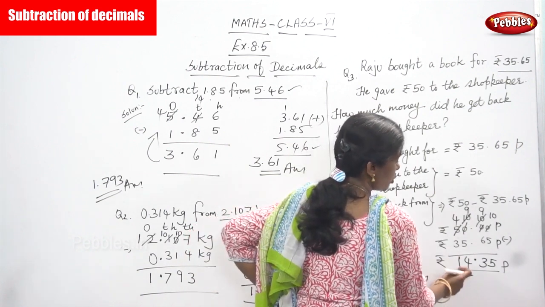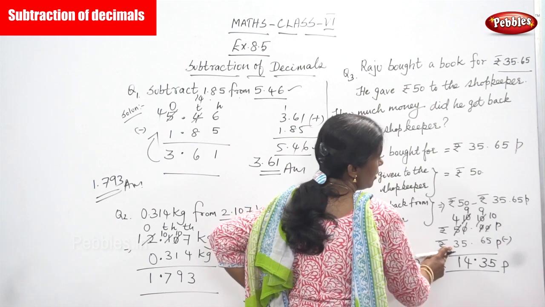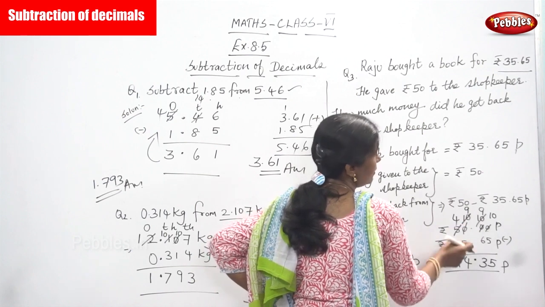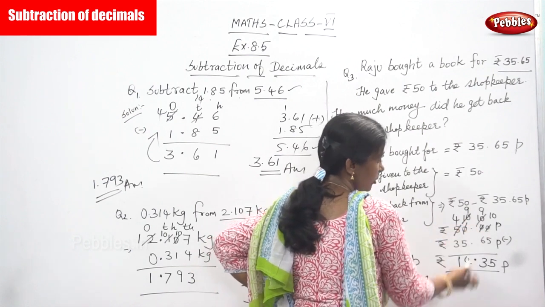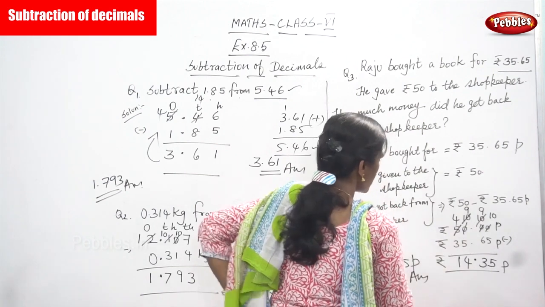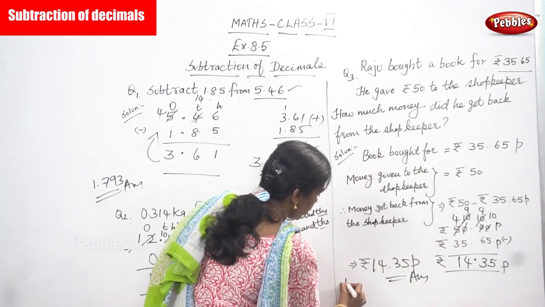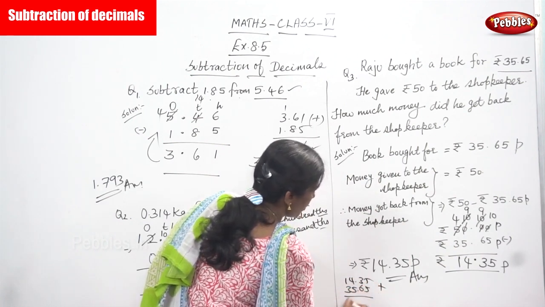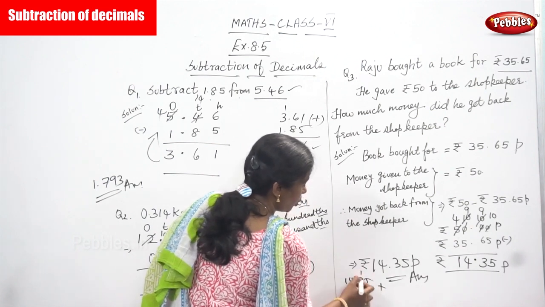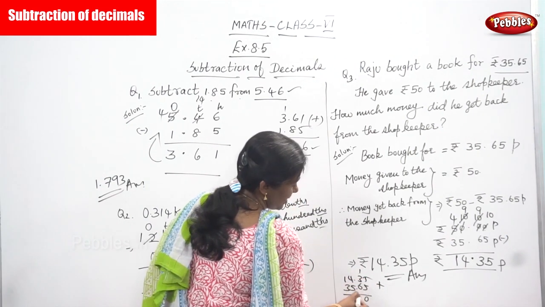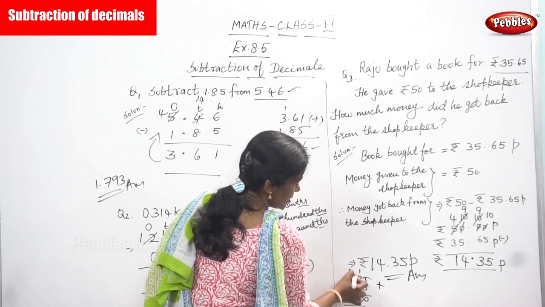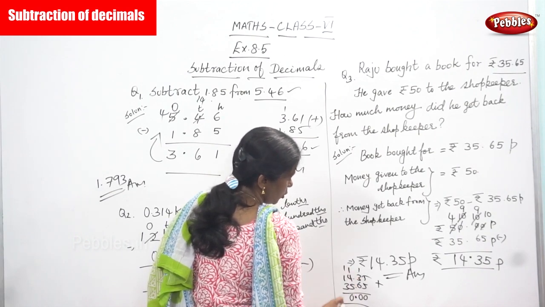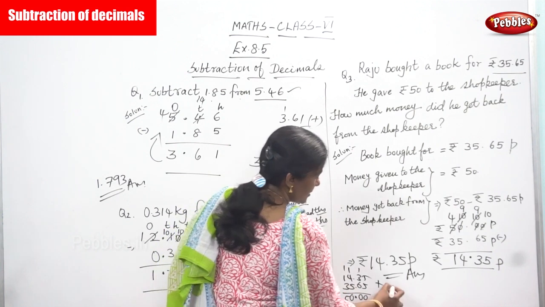If you want to check the answer, you have to add this answer and the cost of the book. Then you should get how much he paid already, that is 50 rupees. If you get 50 rupees, the answer is exactly right. So just add 14.35 plus 35.65. 5 plus 5 is 10, write 0 and carry over 1. 3 plus 1 is 4, 4 plus 6 is 10, write 0. Then put the point, then go to the carry overs. 4 plus 1 is 5, 5 plus 5 is 10, write 0, carry over. 3 plus 1 is 4, 4 plus 1 is 5. So the answer is rupees 50.